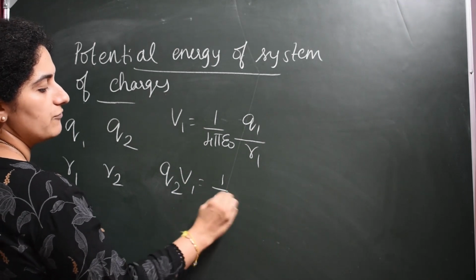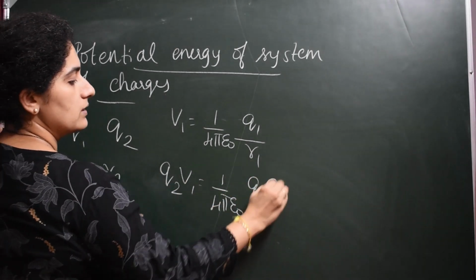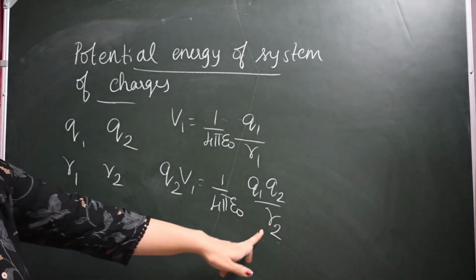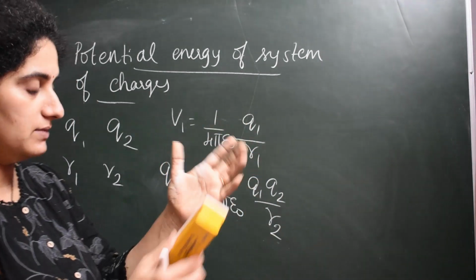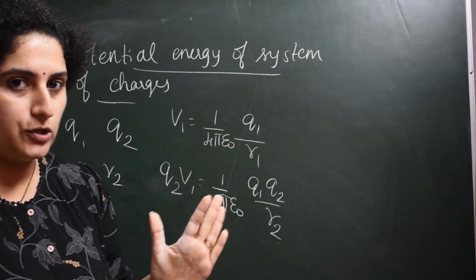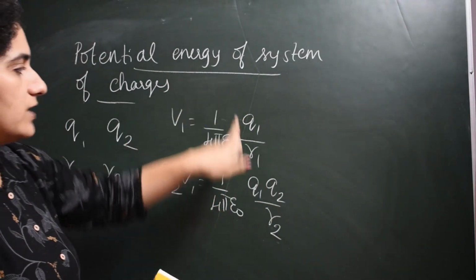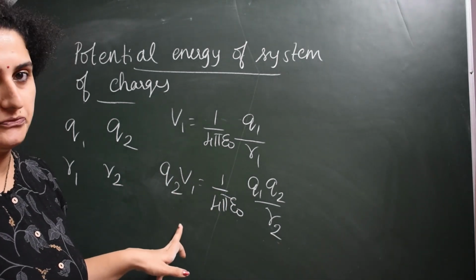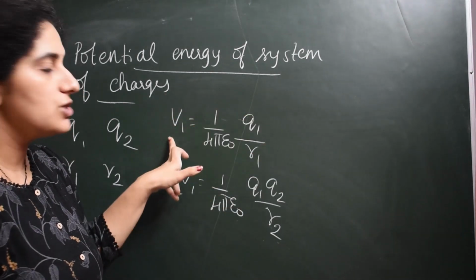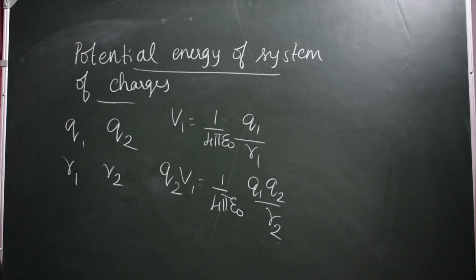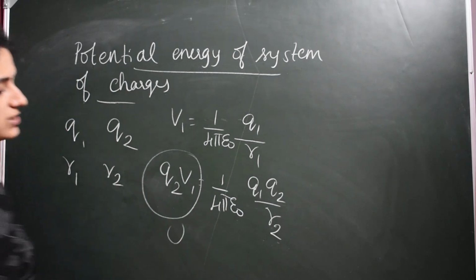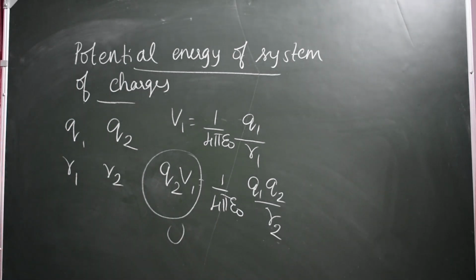So that means 1 by 4 pi epsilon naught Q1 Q2 by R2, where R2 is the distance between Q1 and Q2. First you need not do any amount of work. Second, when you bring the charge, you have to do some amount of work because of the potential V1. Now this amount of work is stored as potential energy, represented as U.